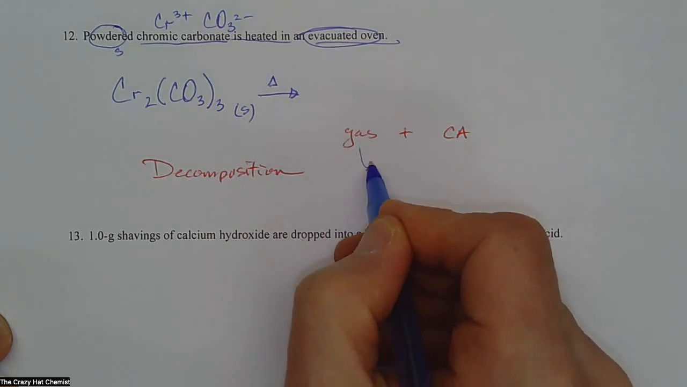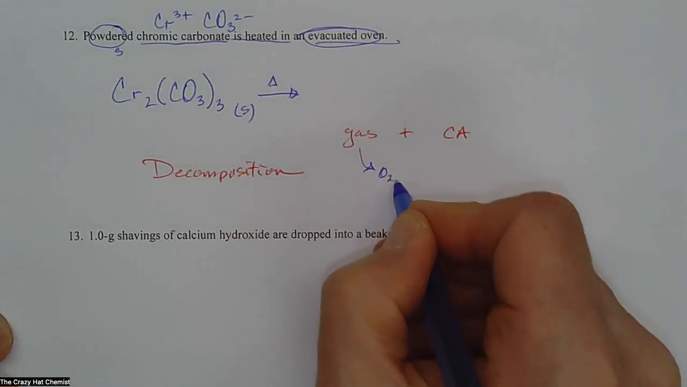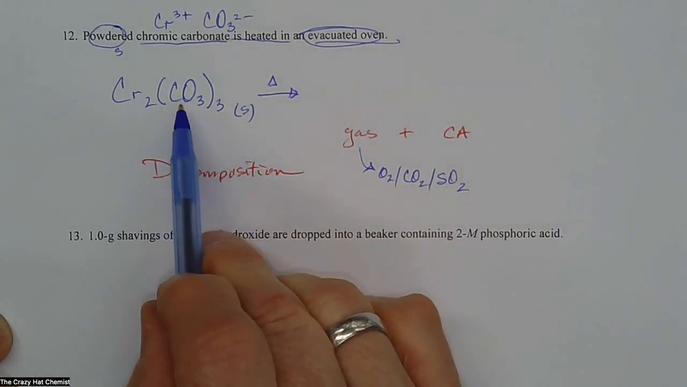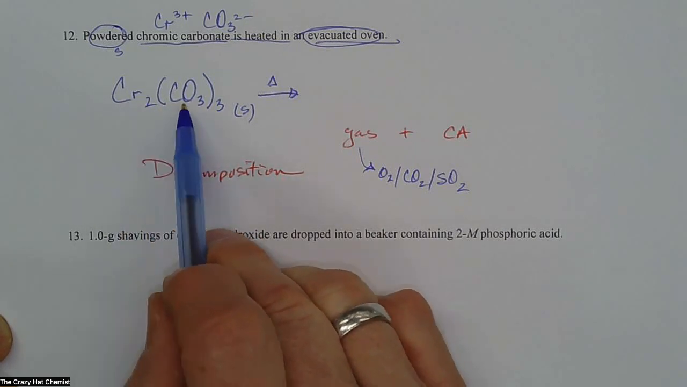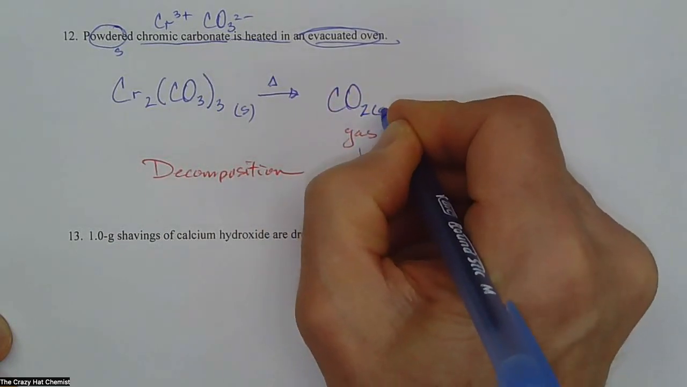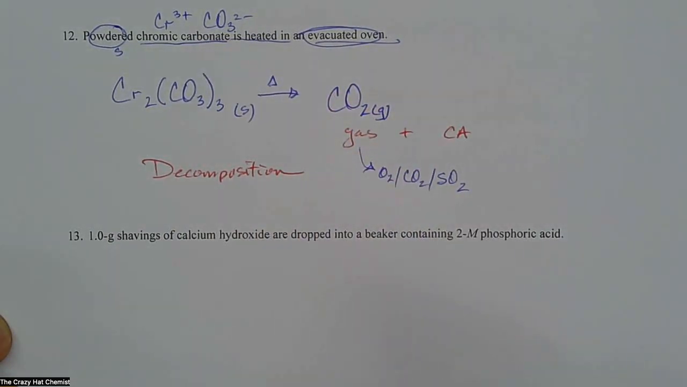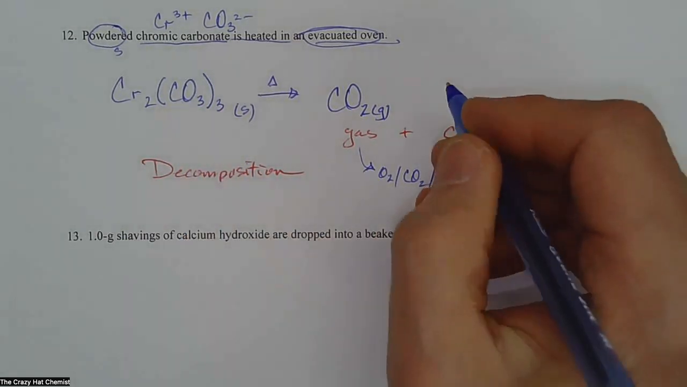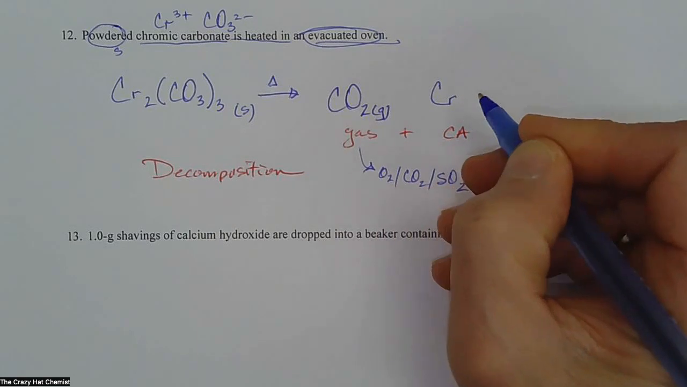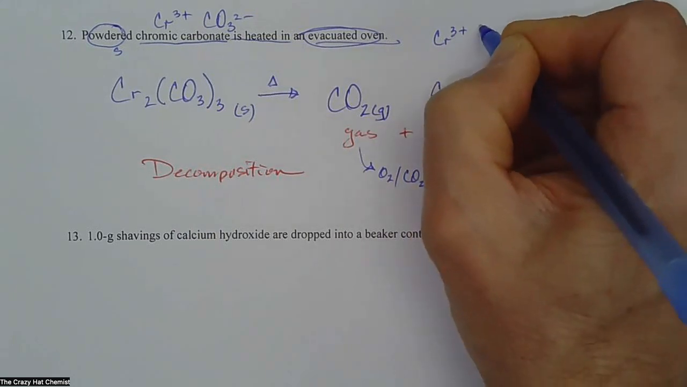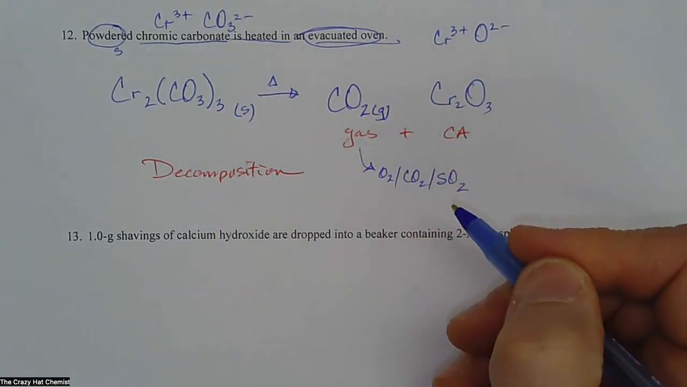So as I had mentioned, the gases that you could possibly get would be either oxygen, carbon dioxide, or sulfur dioxide. Do you see sulfur in here? No. Do you see carbon in here? Yes. And do you see oxygen? Yes. So you're going to get carbon dioxide. That is a gas. Okay. Then we need to find a cation anion combination, and we're going to have the chromic come together with the remaining amount of oxygen. So it would be chromic oxide, and that's Cr2O3. That's chromic, Cr3 plus, and oxide, that's a 2-, and you should see that formula.